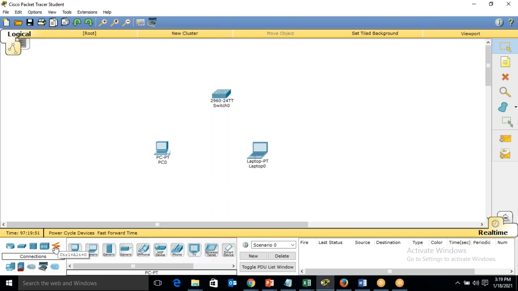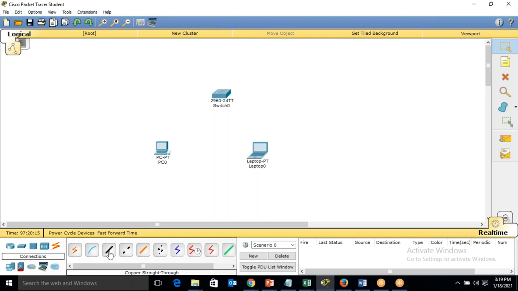This wire symbol is there. Right click on that. You can get the different wires that are used to connect between the devices. And there is a condition here. You can see this cable, right? The third cable, the black one. This cable is called the copper straight cable, or generally, we call it a straight cable.